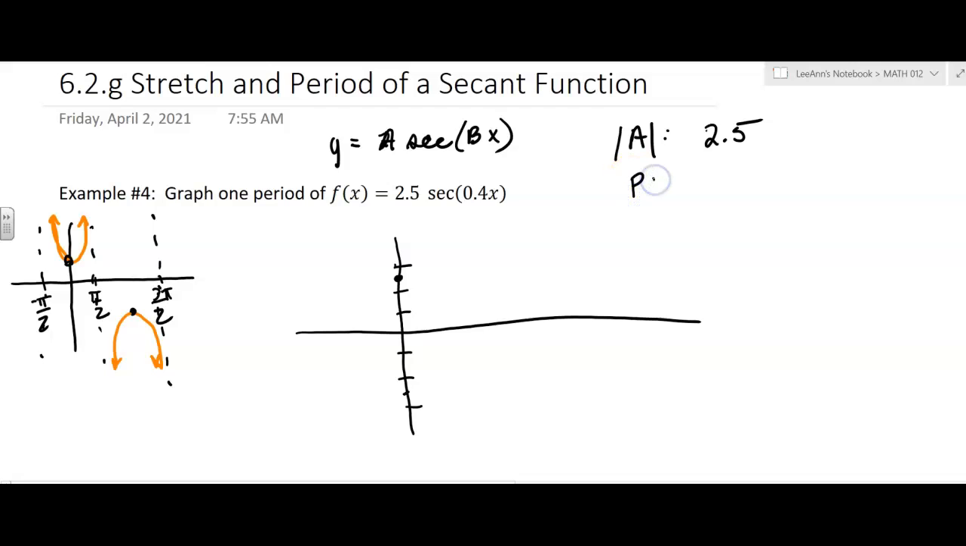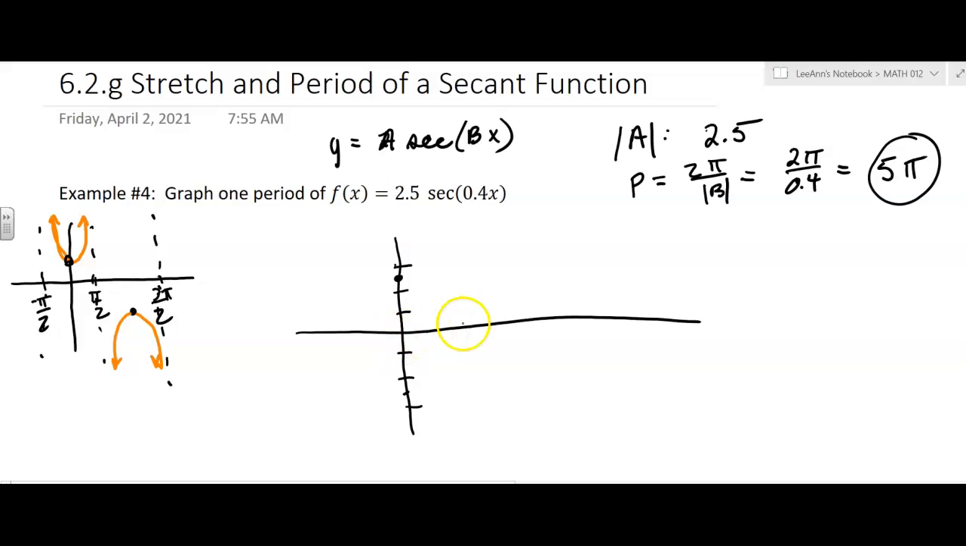The period's going to equal 2 pi over the absolute value of b. So in our case, 2 pi over 0.4. And that's going to get you 5 pi. You can do that on a calculator. Okay. That means the period is 5 pi. So whatever we do, we have to go 5 pi for the period. Okay. I can draw that out.